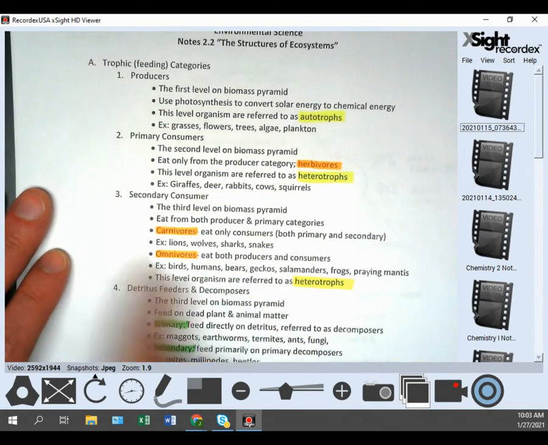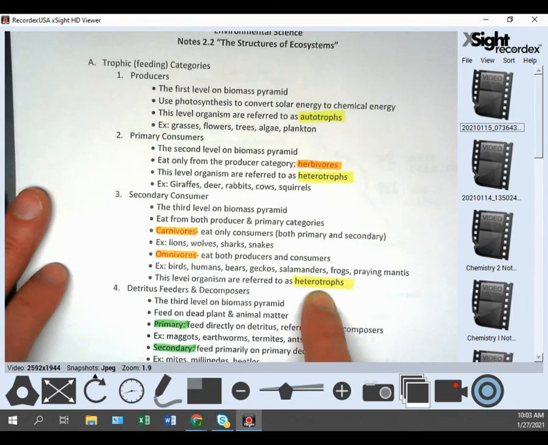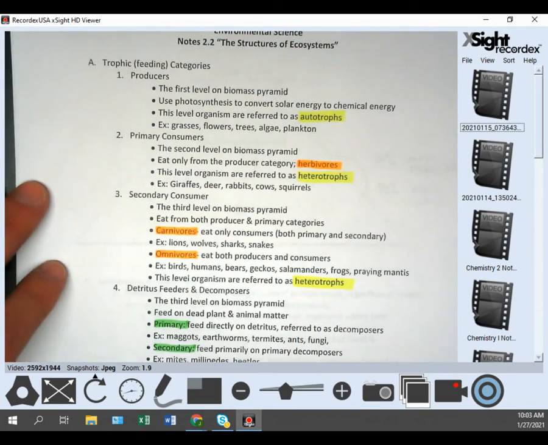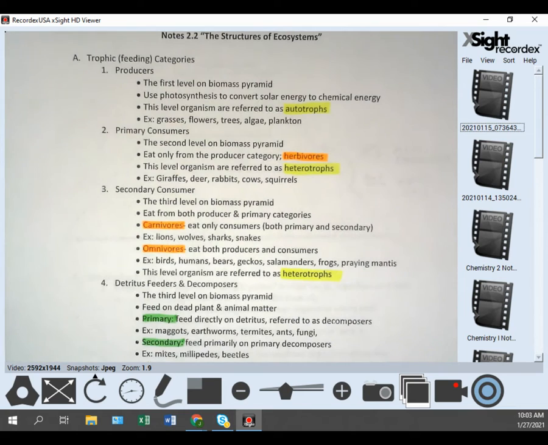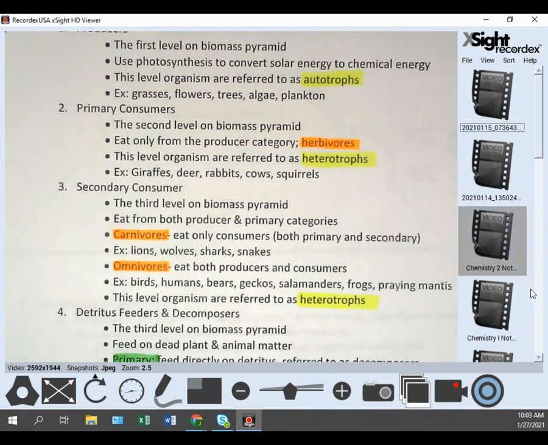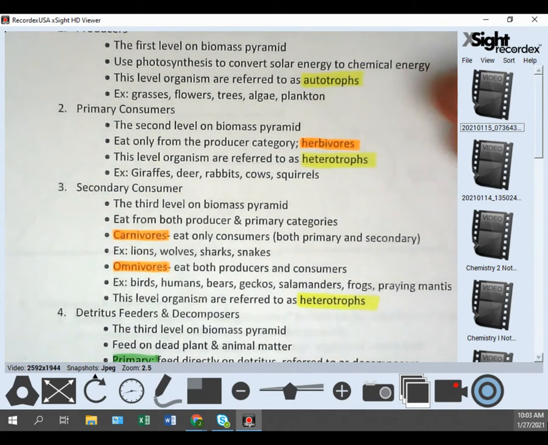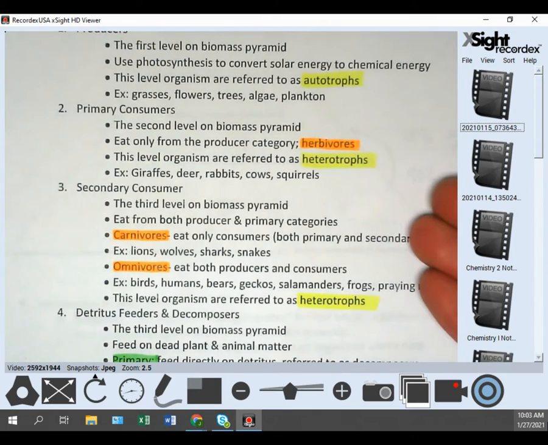This level, the secondary consumer, are also referred to as heterotrophs. Now if you notice the highlighting I have here, I highlighted some in orange and some in yellow. The reason I did this is because the yellow is sort of another way to differentiate the types of trophic categories. You can actually do it in two really general categories as either autotrophs or heterotrophs.